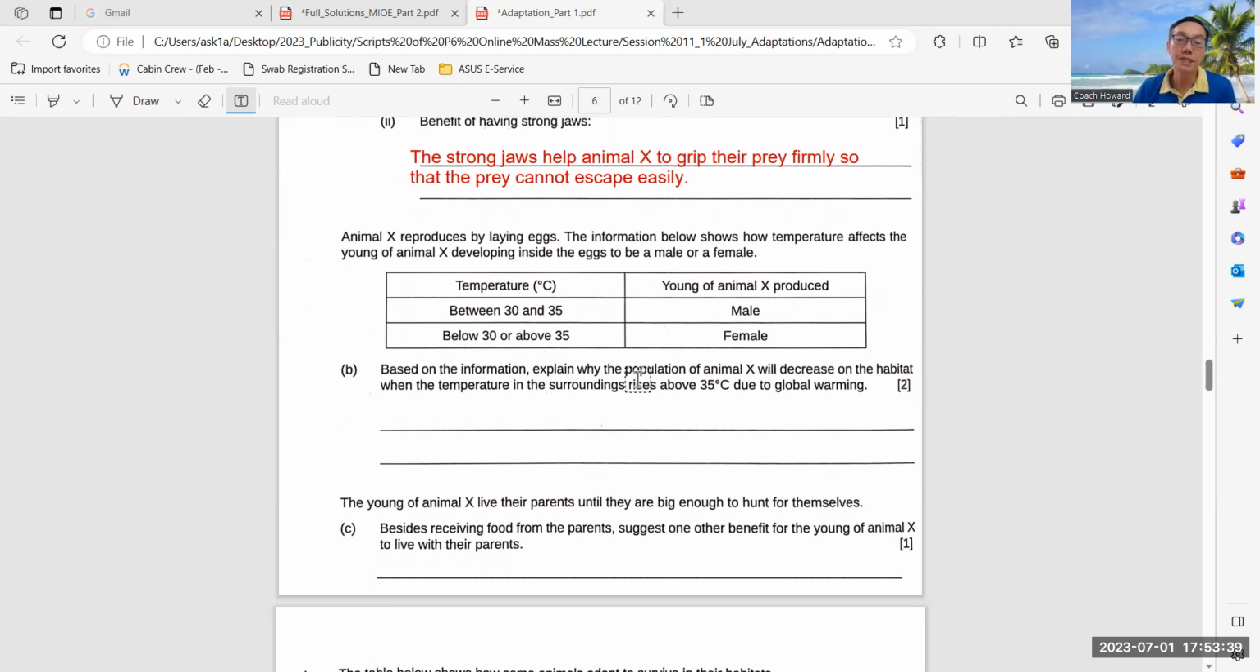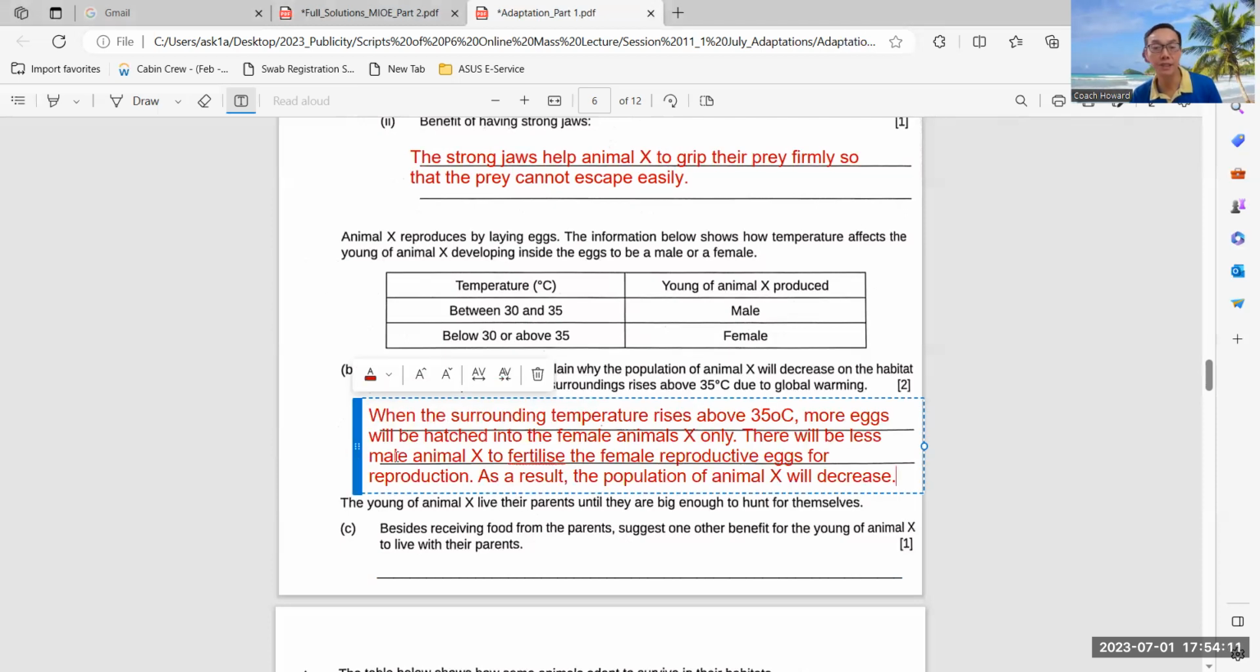Based on this information, explain why the population of animal X will decrease in a habitat when the temperature rises above 35. Rises above, that means they will have more female, yeah, more female. So there will be less male to fertilize the eggs. Just now was the other way, remember? The previous question, we had less female. Now we have more female, but less male.